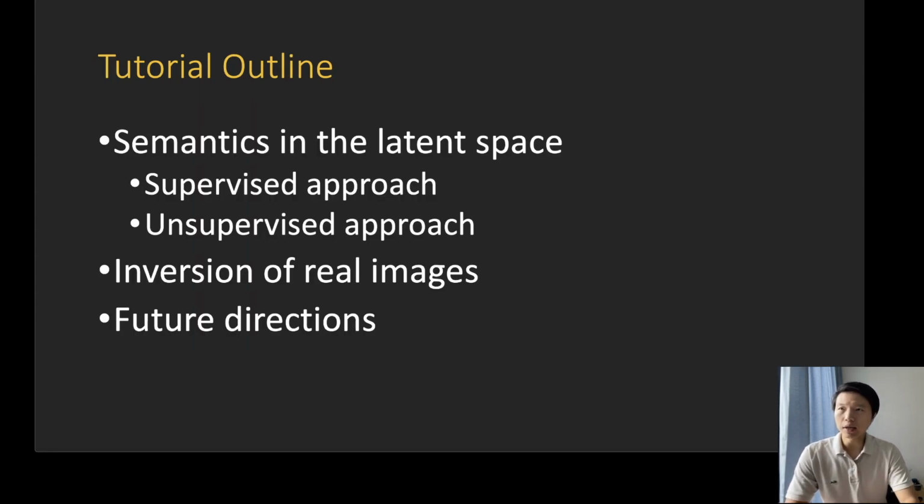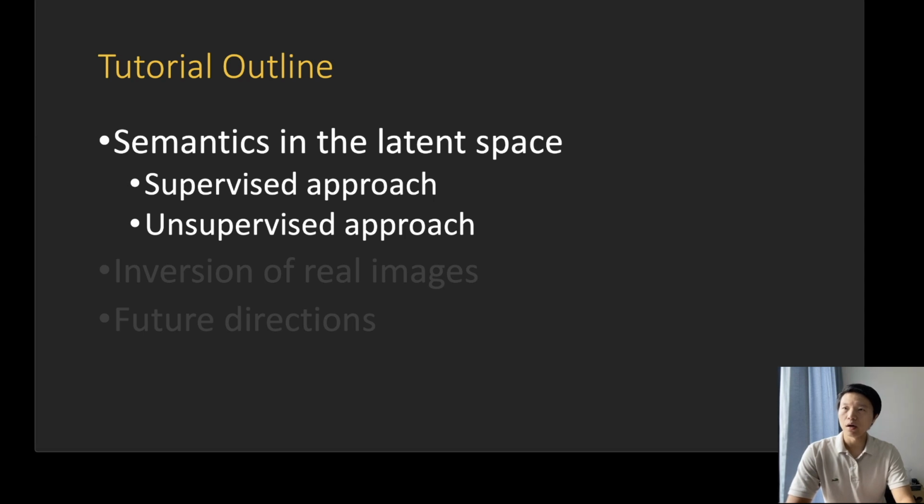For the tutorial outline, I will divide my talk into two parts. The first part is exploring the semantics in the latent space. We propose different approaches, supervised and unsupervised, to identify the semantics that emerge inside the internal representations and the latent space of the generators. In the second part, I will talk about the inversion of real images. With a well-trained generator, we can only get synthesized images, but given some real images, how can we map those real images back into the latent space? We have to use some inversion techniques.